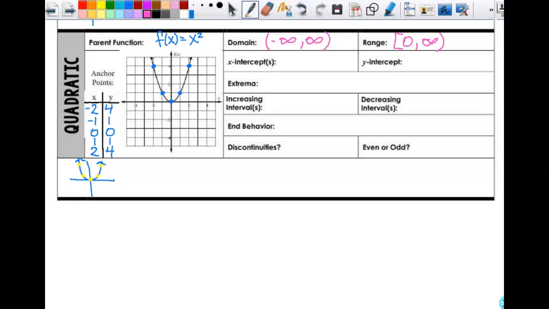Okay. Good. All right. So my x-intercepts, we're going to say we got 0, 0. Y-intercept is 0, 0. Adrian, do I have any extrema? What is it? Okay, what's it called? Very good. Absolute minimum at 0, 0. All right. Leo, is this increasing anywhere?